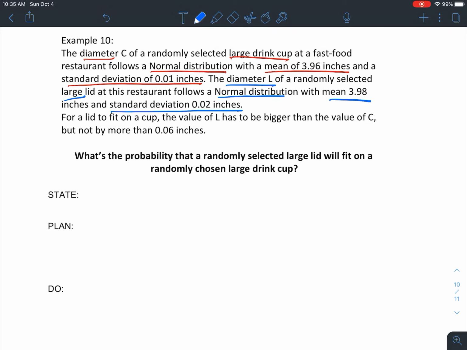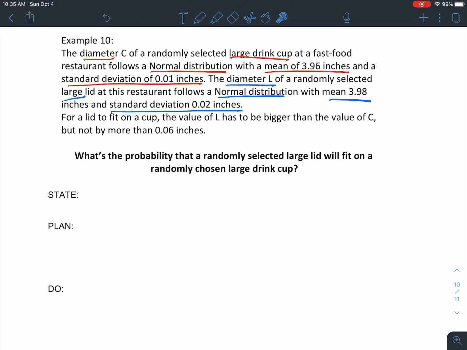It says here the diameter L of a randomly selected large lid at a restaurant follows a normal distribution with a mean of 3.98 and a standard deviation of 0.02. Now, if you've ever grabbed a lid and put it on the cup and it felt like it wasn't tight enough, or maybe it was too small, that's what this is referring to.